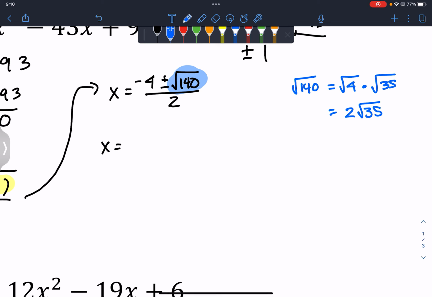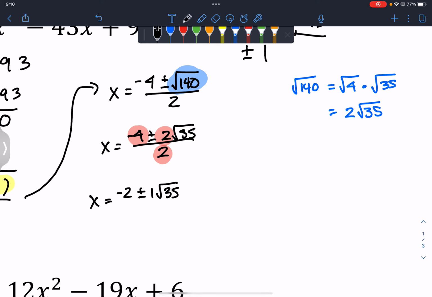So we can make that substitution for the square root of 140. So we have negative 4, add and subtract 2 times the square root of 35, divided by 2. Now all of these values here have a common factor of 2. So if I divide everything by 2, we end up with negative 2 plus or minus 1 times the square root of 35 divided by 1, which is just simply negative 2 plus or minus the square root of 35. Remember, we're multiplying 1 with the square root of 35, so we can just write it as that.